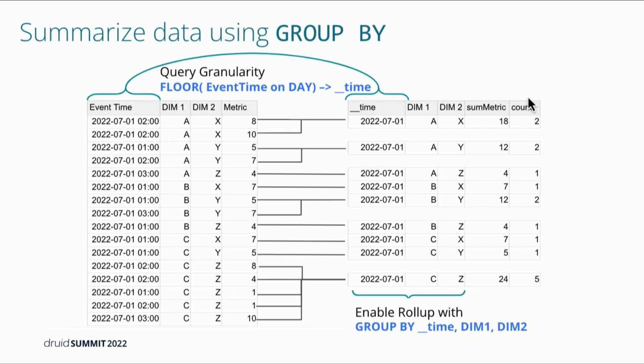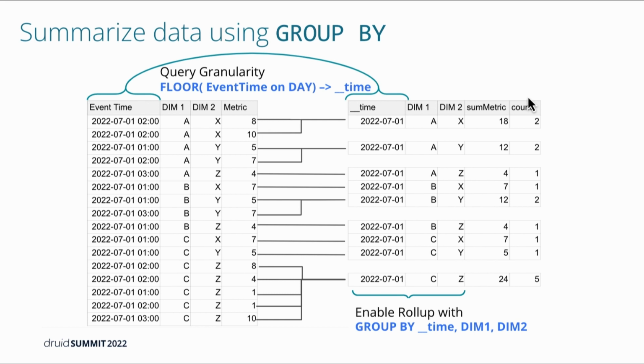Another thing that Druid does at ingestion time is aggregate data. Typically when we're aggregating data in Druid, we specify something called query granularity. This is the ability to take the input timestamp, in this case called event time, and truncate it in some form, right? Truncate it to the minute, truncate it to the hour. In this case, we're truncating it to the day.